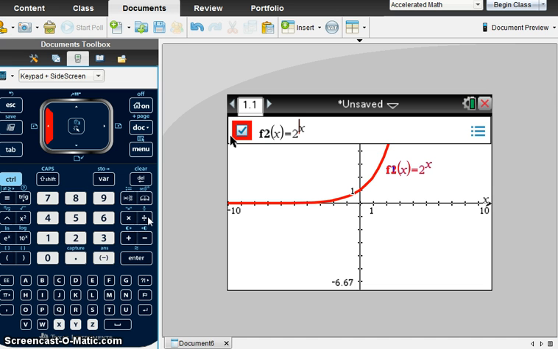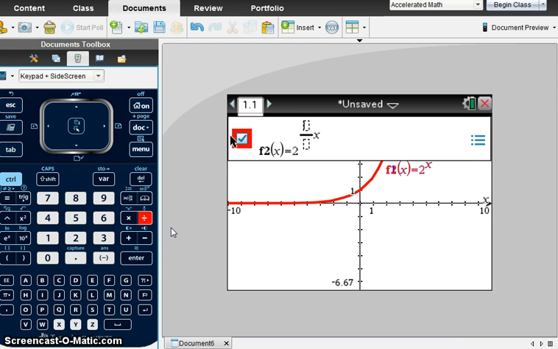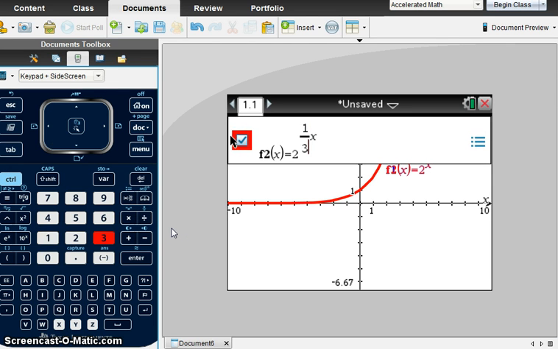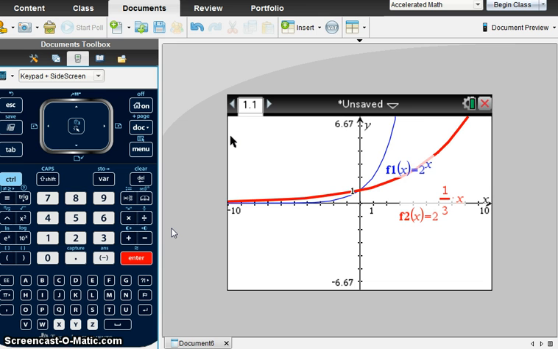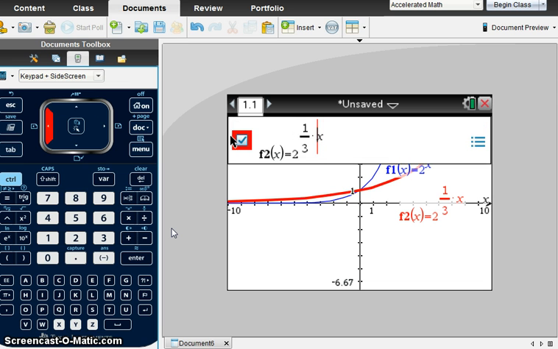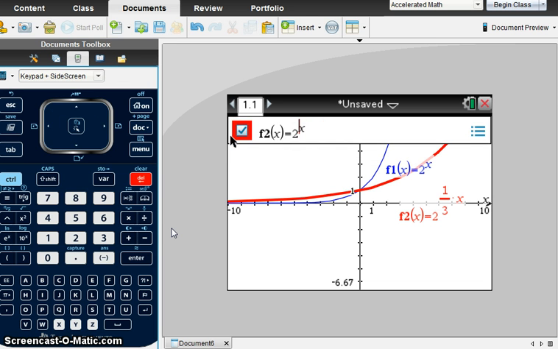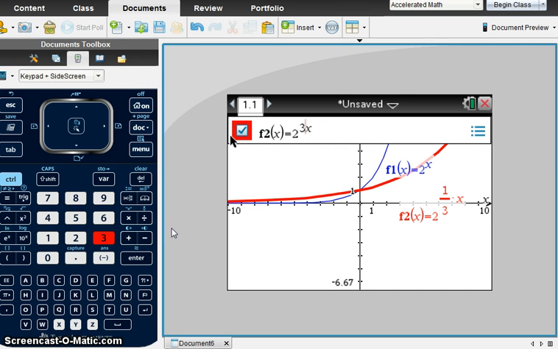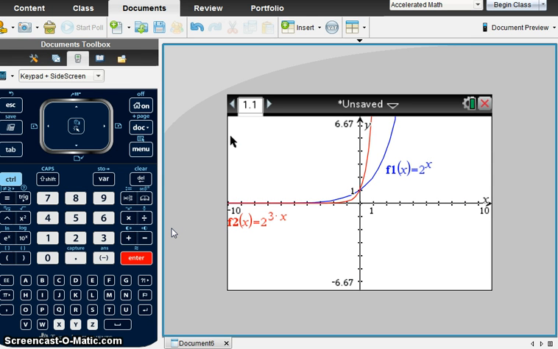But to do a horizontal stretch, we're going to need to multiply by a factor between 0 and 1. So let's try 1/3 up here. When we do that, that actually does a stretch by a factor of 3. It was stretched 3 times as long, even though we're multiplying by 1/3. And then let's try again. What if we tried making it a number bigger than 1? What if we try 2 to the 3x? Well, as you might guess, that does a compression. That does a compression by 1/3.